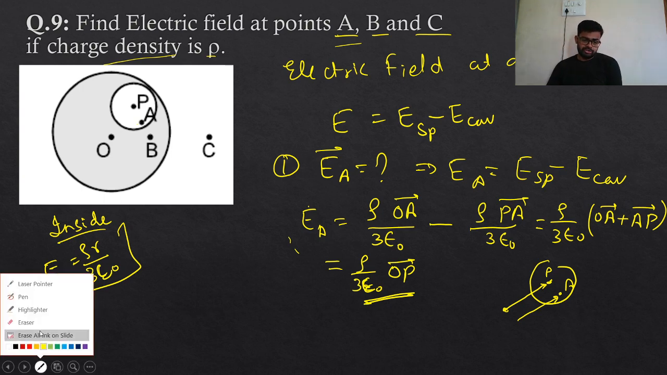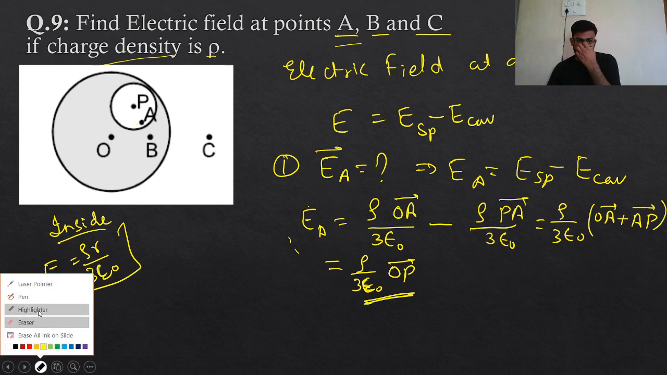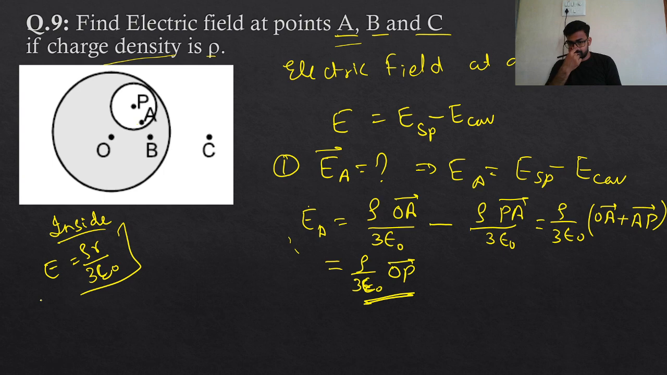Very important. Such a question may be asked as a theoretical question also, in multiple choice. The direction of the field is along the OP vector. What is the direction of the field at point A? The options may be given like along OA, along OP, along OC, like that. You need to choose OP. That's all. So this is the first question. All of you should understand it very well. Very important, right?